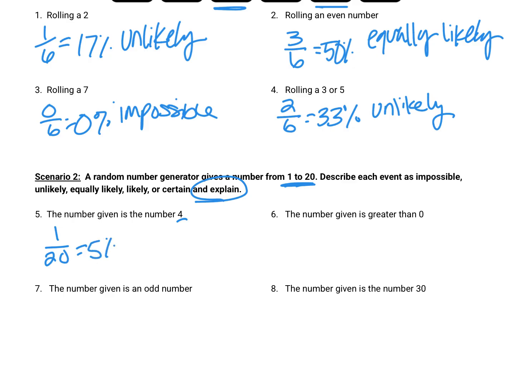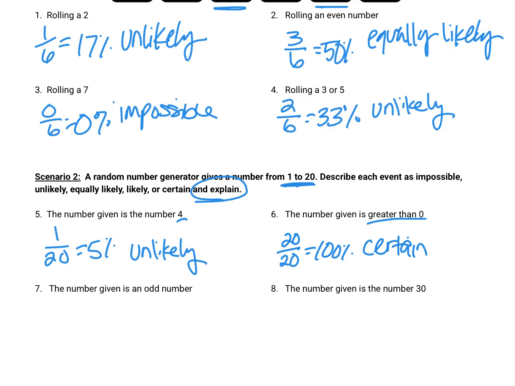So 5% is a very, very small number. It's very close to that 0% of impossible, but not totally impossible here, although it is unlikely, since that's such a small percentage. Number 6, it says the number given is greater than 0. If our number generator can generate a number between 1 and 20, all of those numbers are going to be greater than 0. So that would be all 20 out of the 20 total options. This would be 100%, so this is certain to happen. That means for sure, no matter what number I get, it is going to be a number greater than 0.